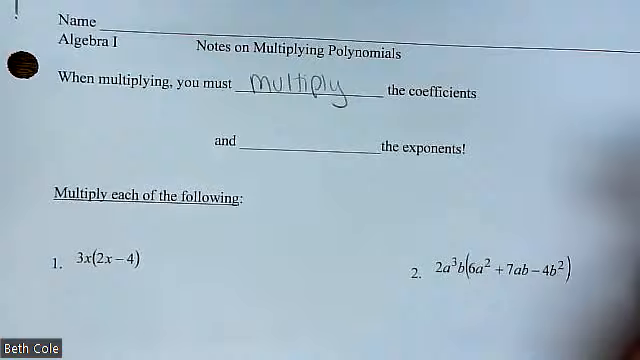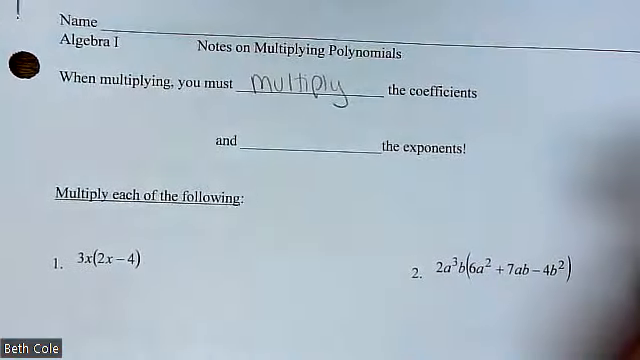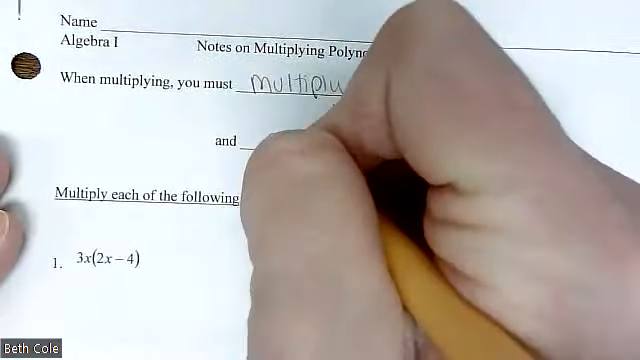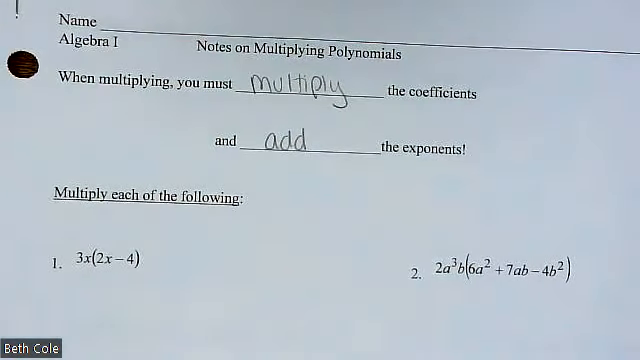All right, so when you are multiplying, and we've gone over this before, but we're going to go over it again. You multiply the coefficients. And then what do you do to the exponents? When you multiply, what do you do to your exponents? Add them. Very good. Thank you. So you multiply your coefficients, add the exponents. It is just distributing. That's all that we're doing.